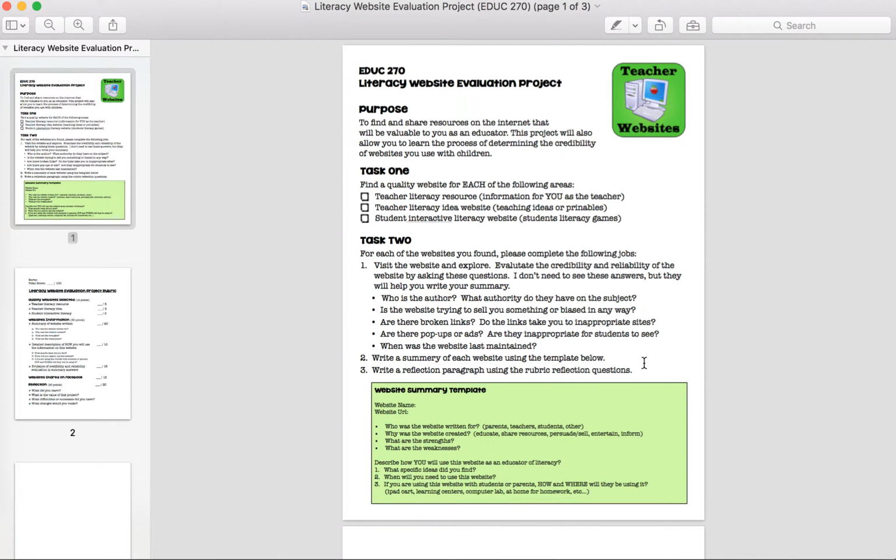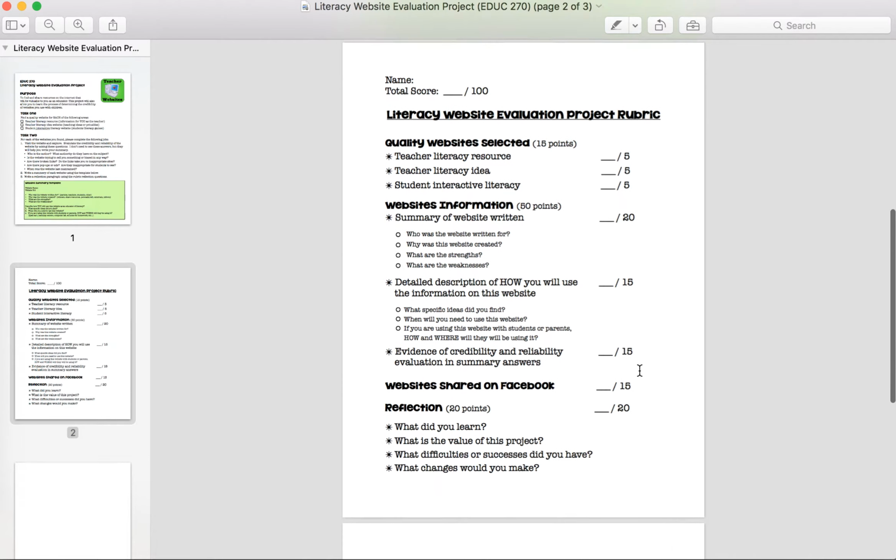The only thing you have to add is at the very end of your project, I'd like a reflection paragraph. And in just a minute, I'll show you the rubric, and you'll see there's 4 questions that you'll put in your reflection paragraph. And all of this will tell me, what was the value of the project for you. Now, we're going to scroll down and look at that rubric.